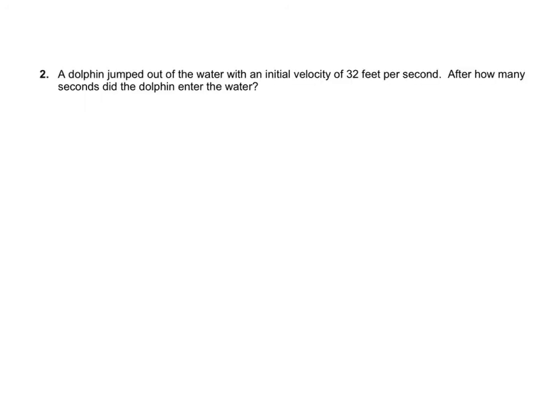All right, our next one, we have a dolphin jumped out of the water with an initial velocity of 32 feet per second. After how many seconds did the dolphin enter the water? Again, you're going to start with your 0 is equal to, and we have our negative 16t squared, plus 32 feet per second. And again, entering, it's like back on the ground, so we're going to plus 0.